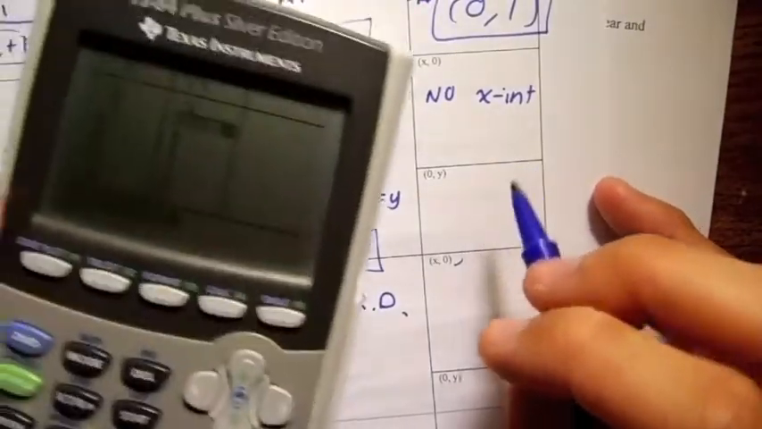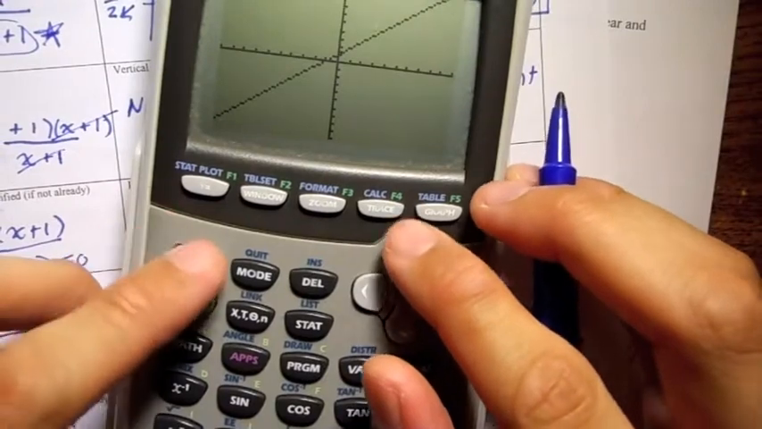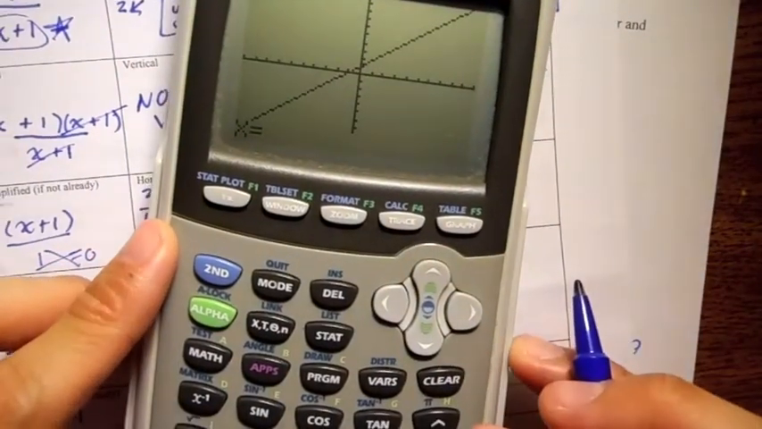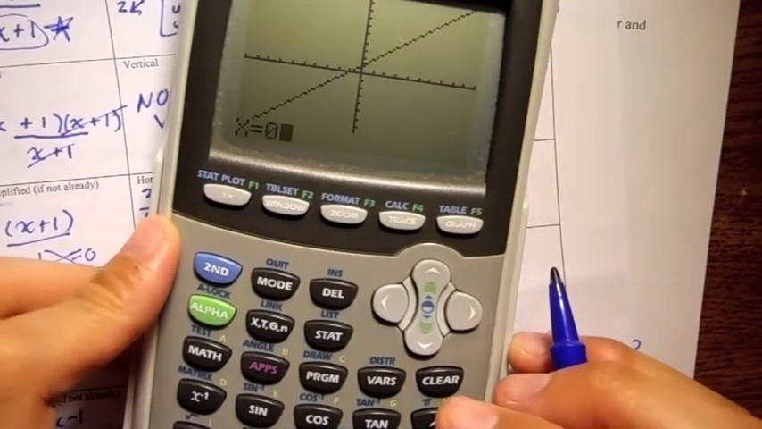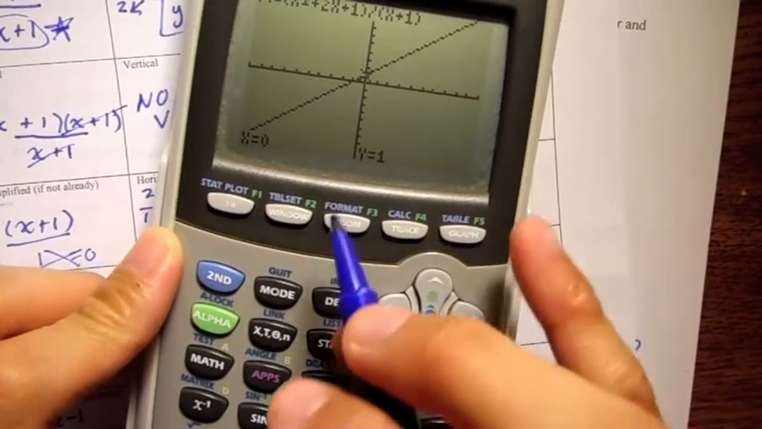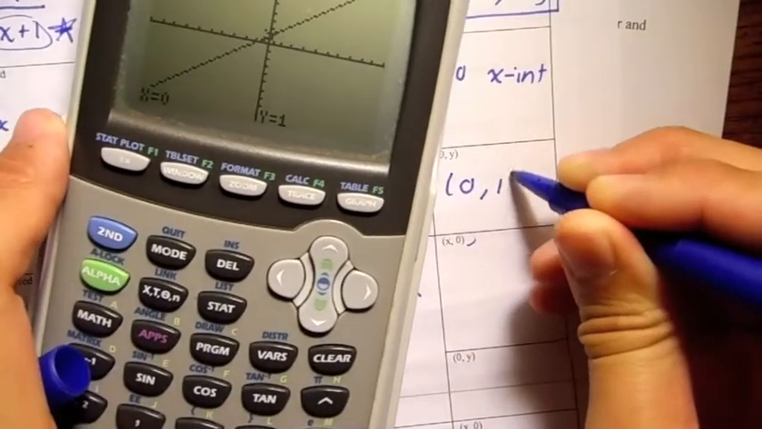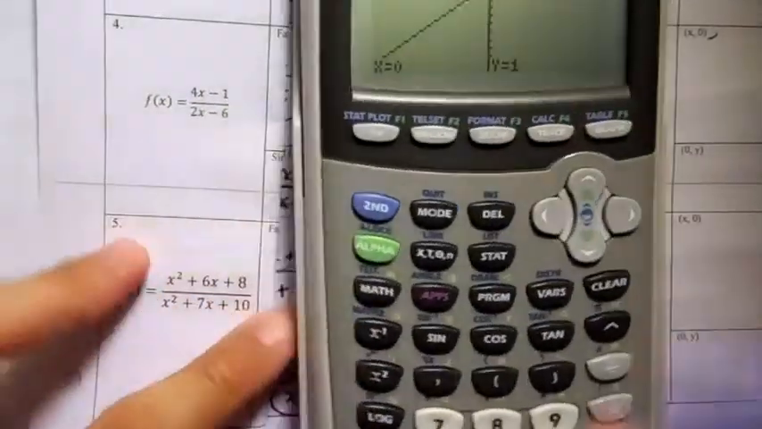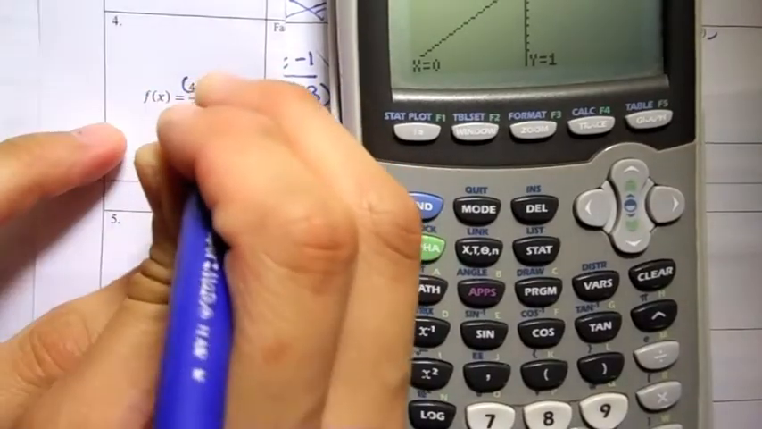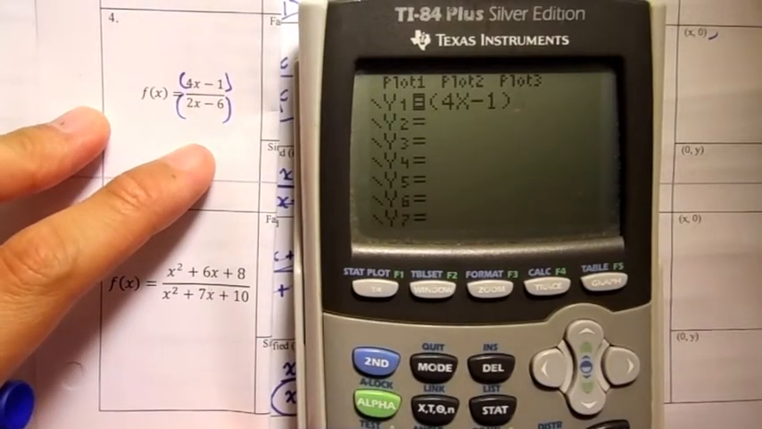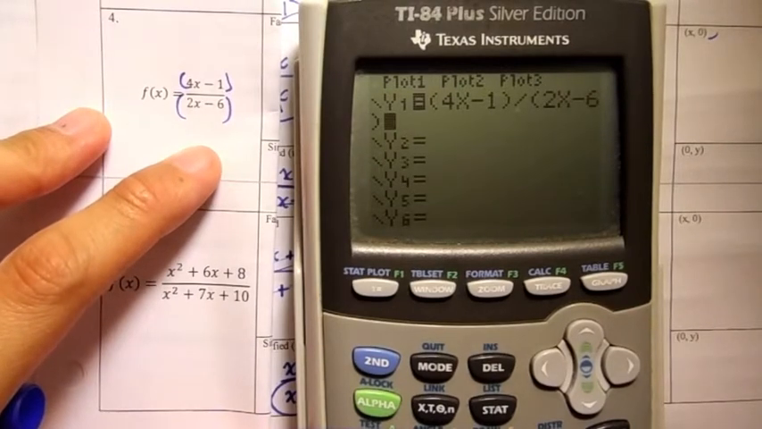Now for the y-intercept, go back to your graph, go to second trace, and it's the first option, value. The y-intercept occurs when x is 0. Press enter. Your y-intercept is at (0, 1). Now for number 4, same thing. Put the numerator in parentheses and the denominator in parentheses. x minus 1, close parentheses, divided by open parentheses 2x minus 6, close parentheses.